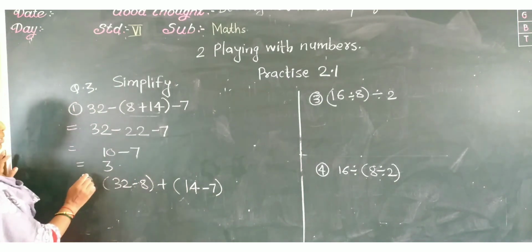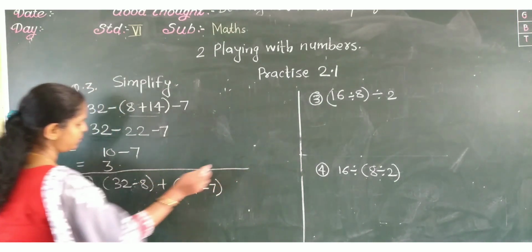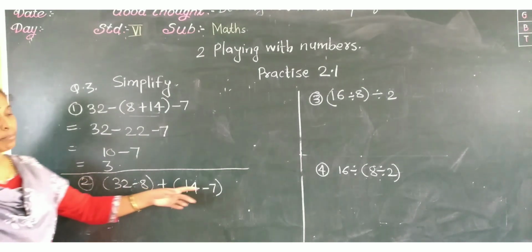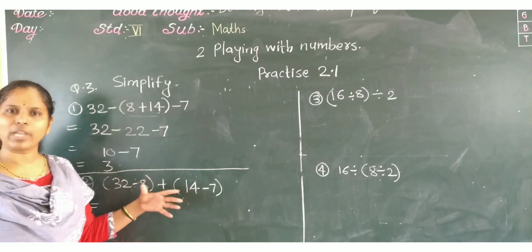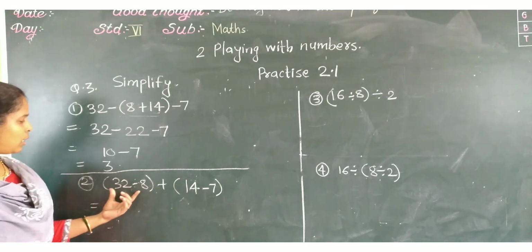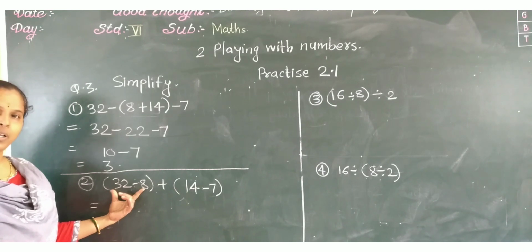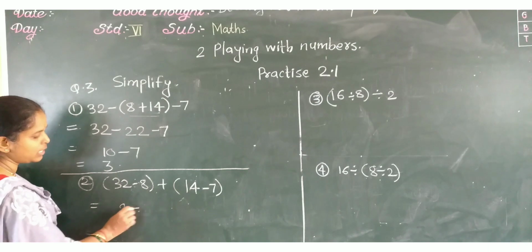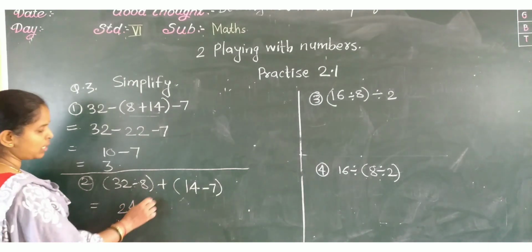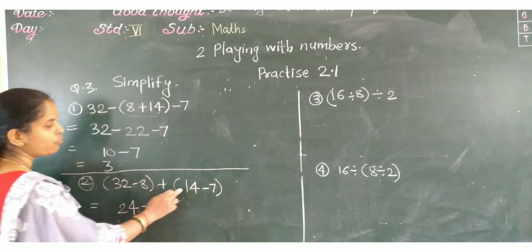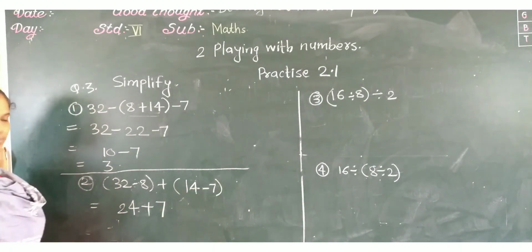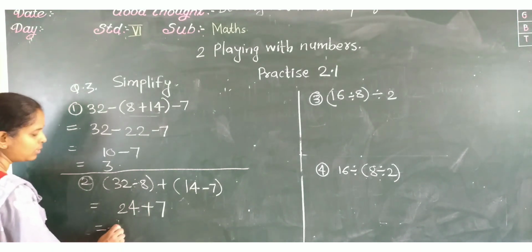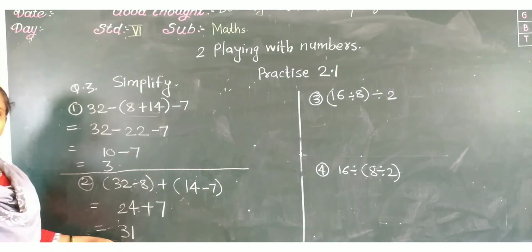Now, next question. See here. 32 minus 8 plus 14 minus 7. Here two brackets are there. So we have to solve those brackets one at a time. Now 32 minus 8, what will the subtraction come to? 24. Plus, this time we have to write as it is. 14 minus 7 is 7. Now 24 plus 7 is 31. So this is the answer.